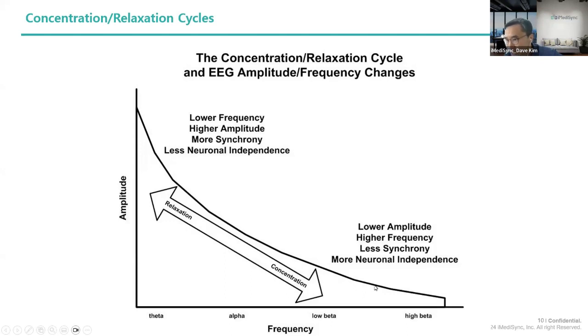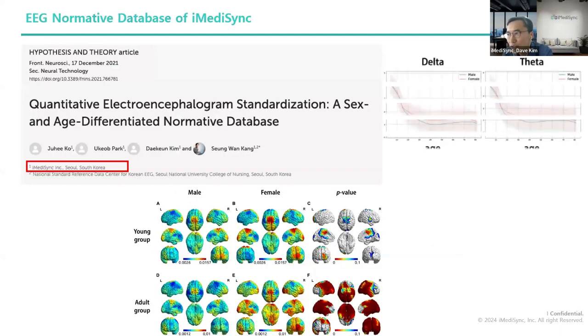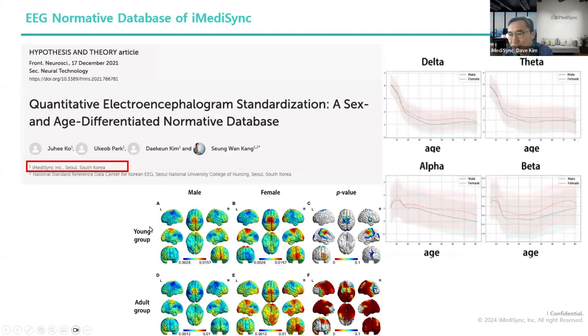And this kind of relation moves a little bit to the right when we concentrate, and when we relax, this kind of frequency distribution moves to the left. So when we concentrate, this relation moves to the right. That's the basic concept of the EEG frequency rhythm and the amplitude. So we developed this kind of second input.